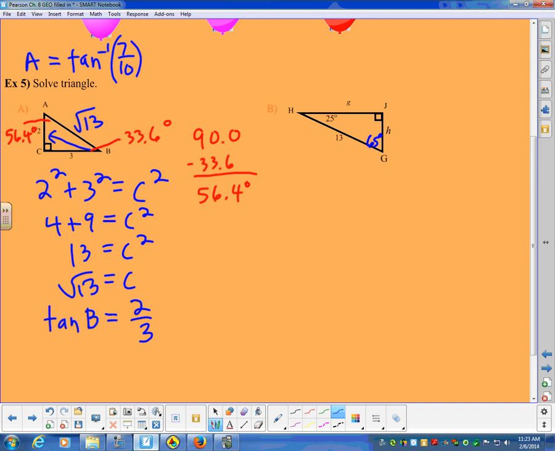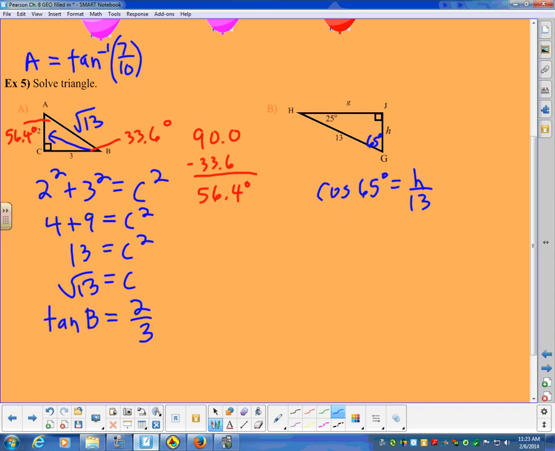Okay, how could I find H now? I want to involve 13 in it, and H. So if I'm standing at angle G, which of the 3 trig ratios involves the adjacent H and the hypotenuse 13? Cosine, that's right. So cosine of 65 degrees equals H over 13. We solve that for H.